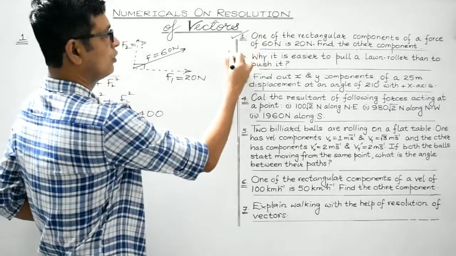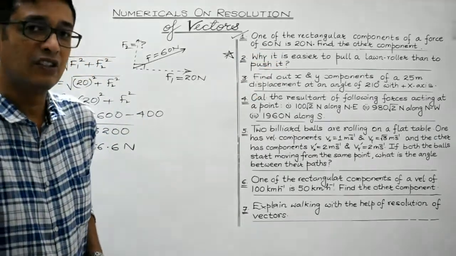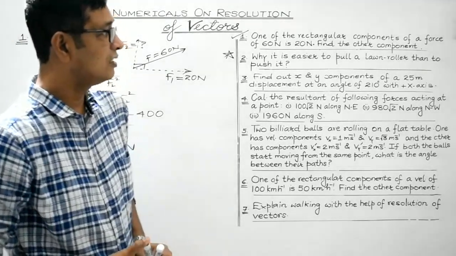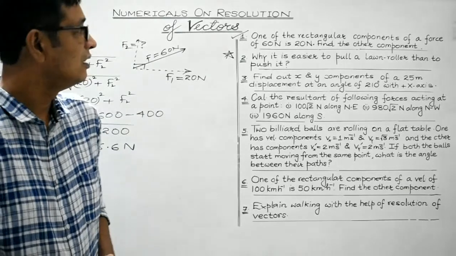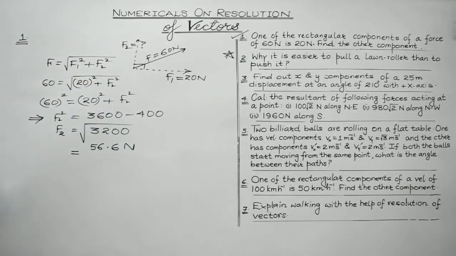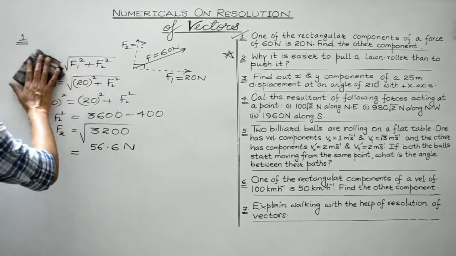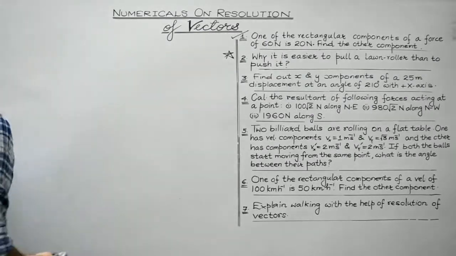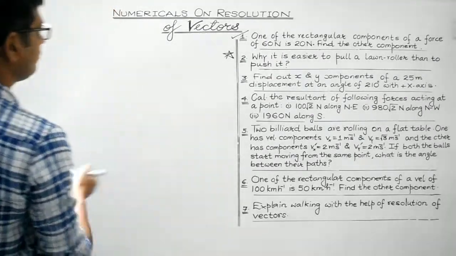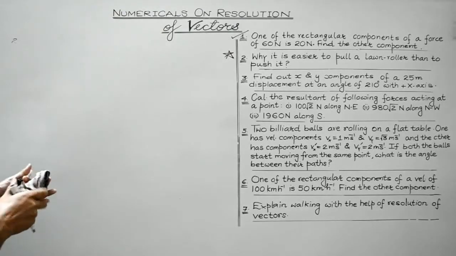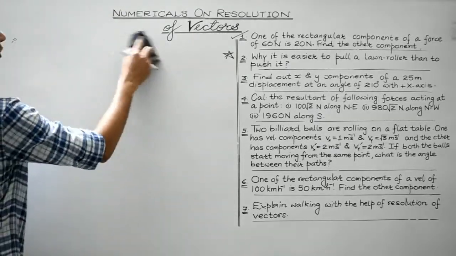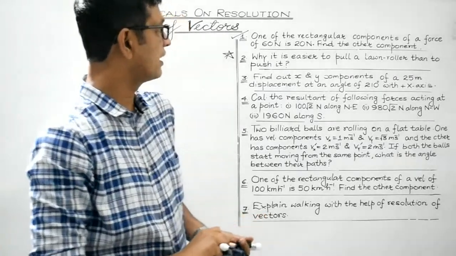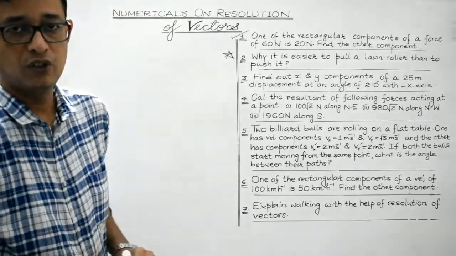Second one, it's a pretty important one. It is based on the applications of resolution of vector. It's a theoretical question, conceptual one. Why is it easier to pull a lawn roller than to push it? So it is the case of a lawn roller. This question can be answered only with the help of diagram and resolution of vectors, right? So let's consider question number 2. We will consider two cases. First is the pulling of a lawn roller and the second one is pushing of the lawn roller, right?